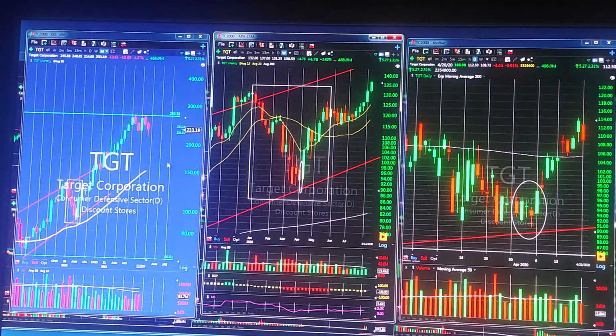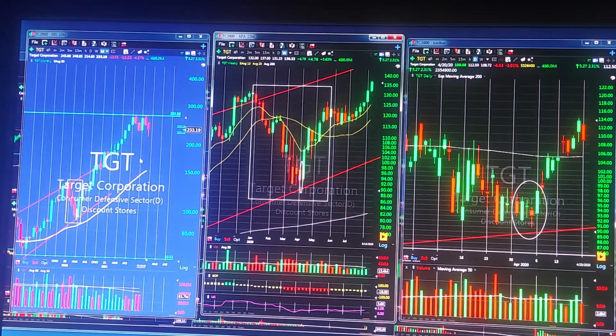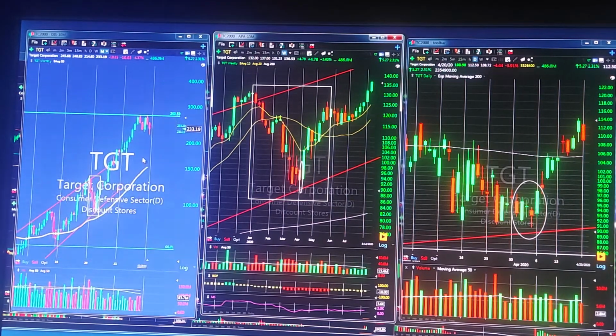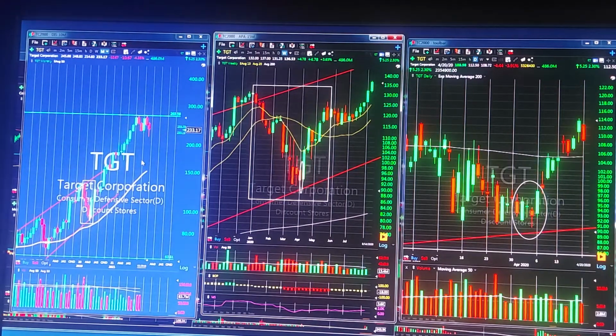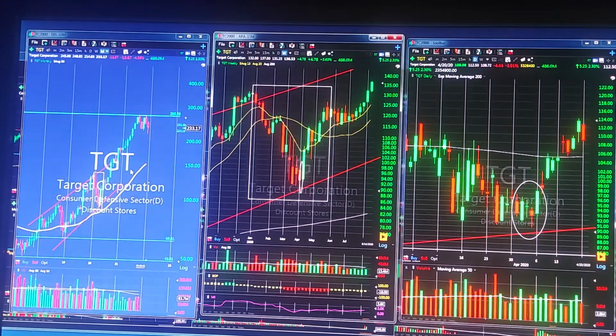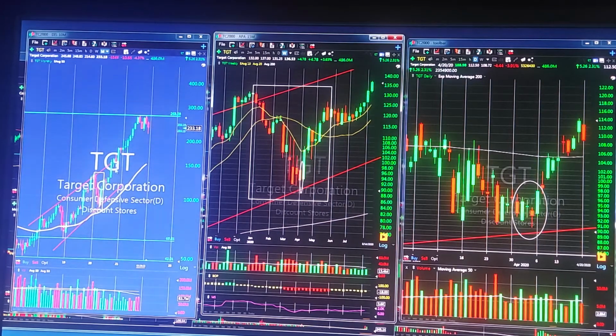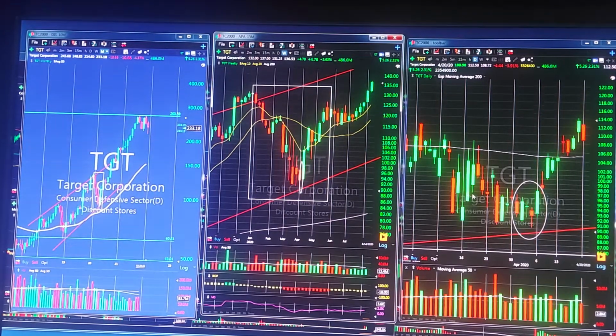So that's the main point of this, but I just thought I'd give you an example as you possibly look to formulate your own foundation in some way that you're comfortable with. For example, this is Target. I don't know if I said this already. This is the monthly chart. This is a weekly chart. This is a daily chart.